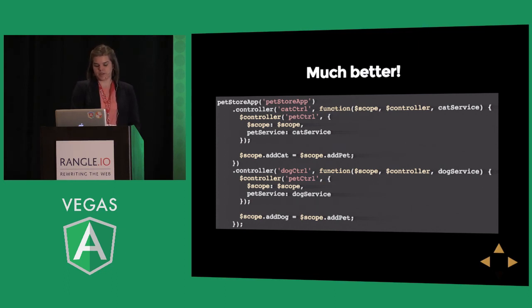And again, same thing here with dog service. And this is simpler because we don't need to test the actual functions. We can test them with the base controller and then just test a specific instance here. And it's much cleaner.